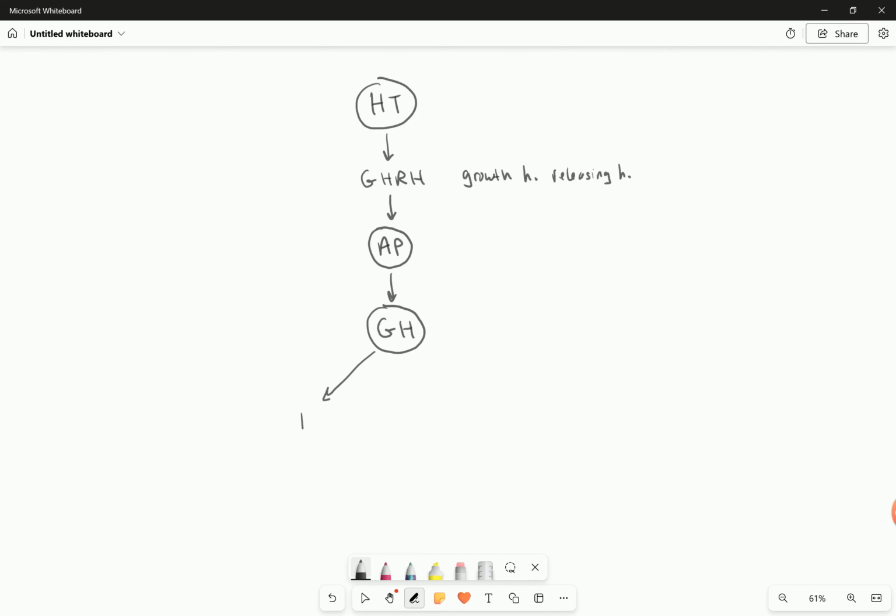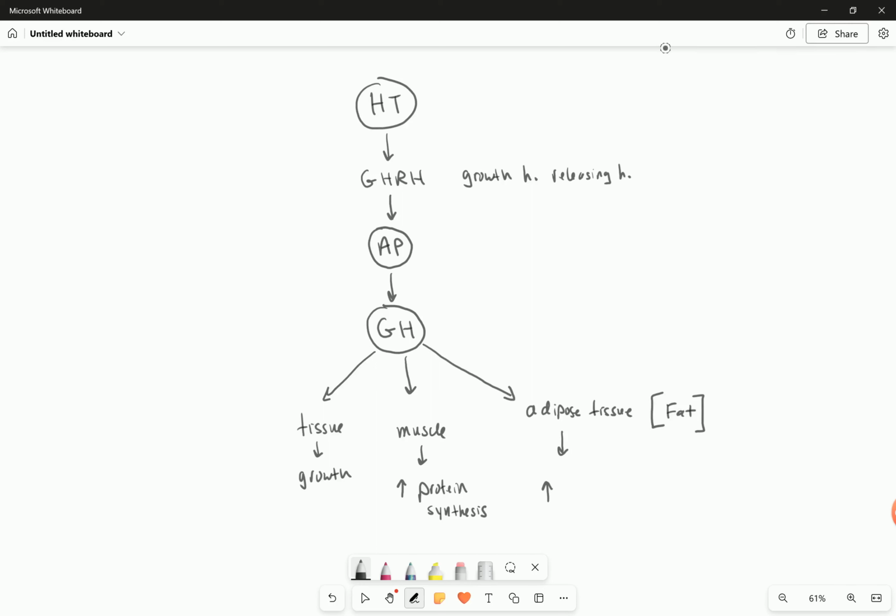Well, what's that going to do? Well, if it goes to tissue, like any tissue in the body, it's going to help with growth. And if it goes to muscle, then it will help increase protein synthesis. And what that means is you're able to put on muscle. And if it goes to adipose tissue, which is a fancy way of saying fat, so our fat is adipose tissue, then it increases lipolysis, which is the breakdown of fat.